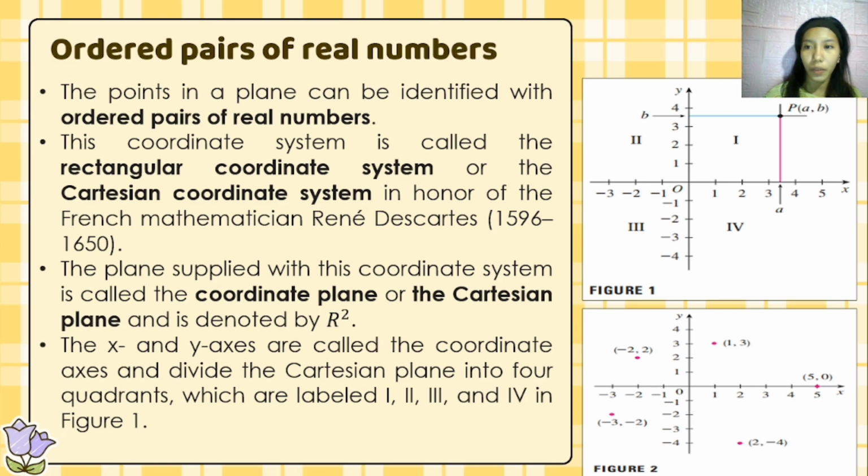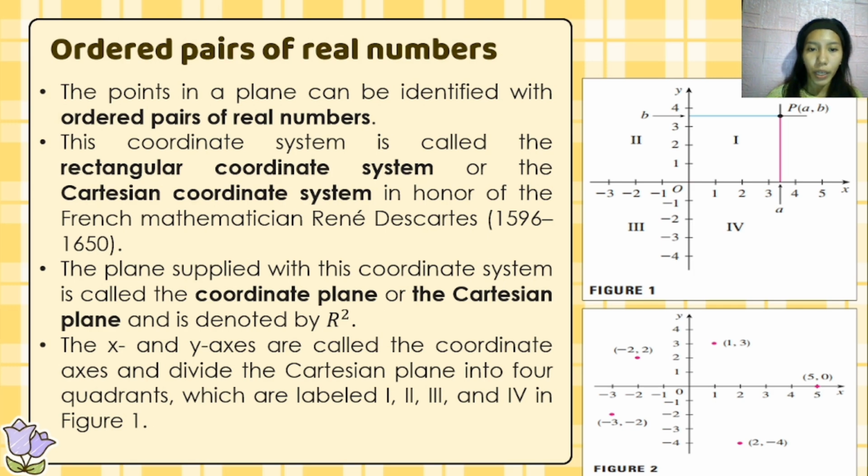As shown in the first figure, there is a perpendicular line to the x and y axis, which is the point P. Then the point P is assigned the ordered pair A and B. The first number, A, is what we call the x coordinate of P. And the second number, B, is called the y coordinate of P. This coordinate system is called the rectangular coordinate system or the Cartesian coordinate system in honor of the French mathematician René Descartes, 1596 to 1650.